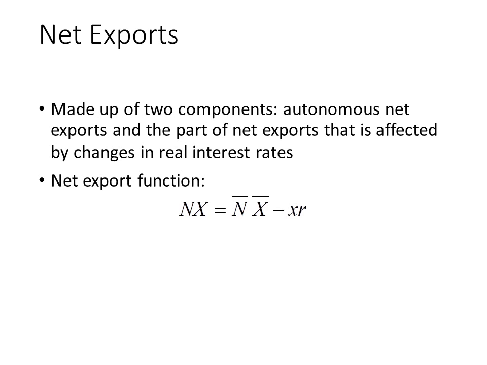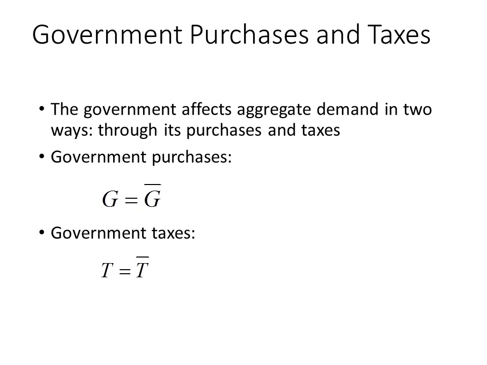Net exports are made up of two components: autonomous net exports and the part of net exports that is affected by changes in real interest rates. This is the net export function. Government purchases and taxes: the government affects aggregate demand in two ways, through its purchases and through taxes.